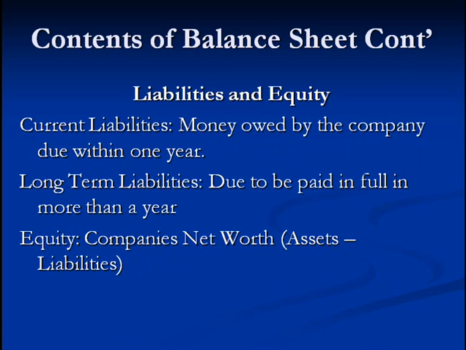Liabilities are also classified as short and long-term. Current liabilities are obligations of a company that are due within 1 year. These are short-term in nature, such as accounts payable. Long-term liabilities are longer-term and are paid in full in more than a year. Examples of long-term liabilities are mortgages and other long-term debt. Equity is the net worth of a company. It is the difference between the assets and liabilities.